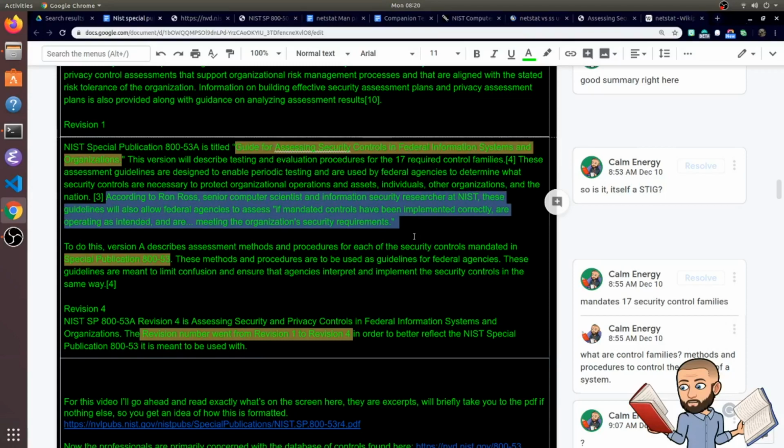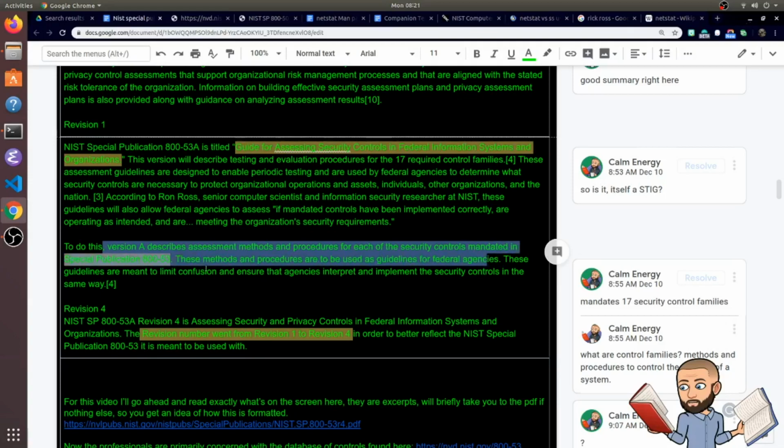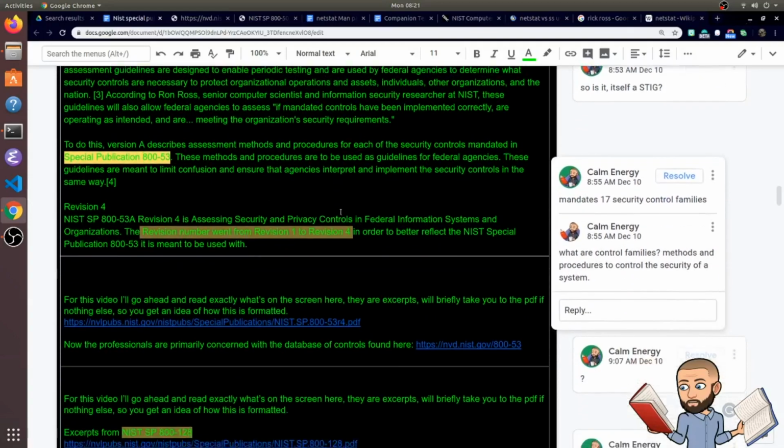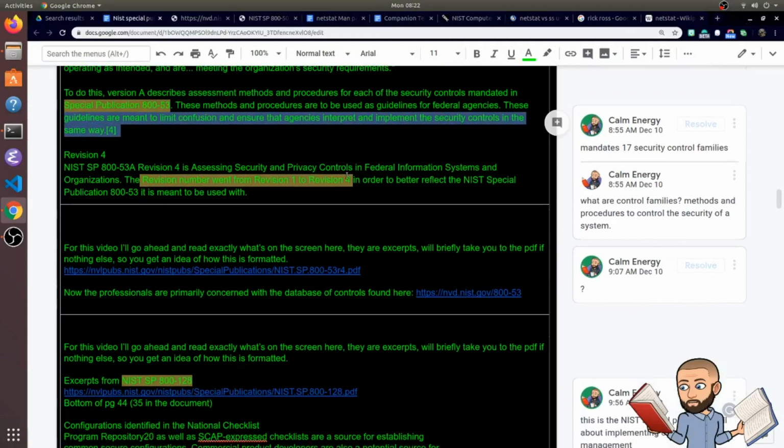According to Ron Ross, who's a senior computer scientist and information security researcher at NIST, these guidelines will also allow federal agencies to assess if mandated controls have been implemented correctly, are operating as intended, and are meeting the organization's security requirements. So we're going to end where we began here, because now it says, to meet these security requirements, version A describes assessment methods and procedures for each of the security controls mandated. So it's a mandate. So what I'm reading in Special Publication 853 has to happen.